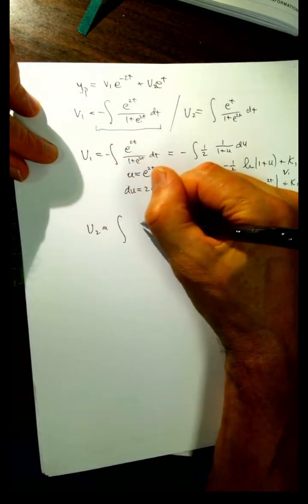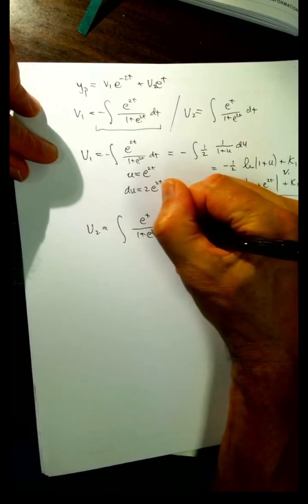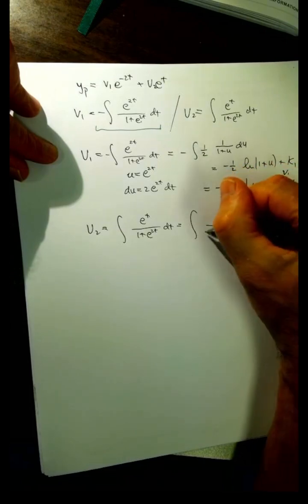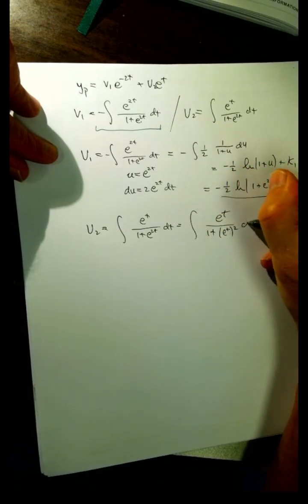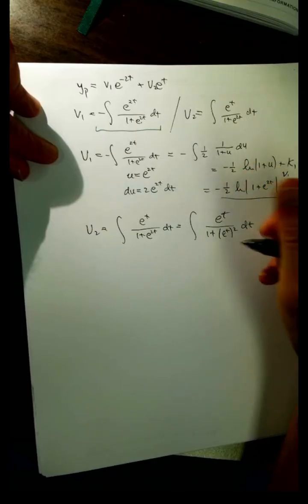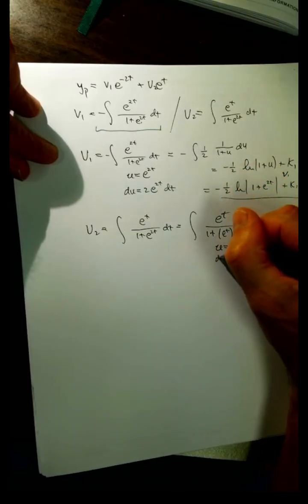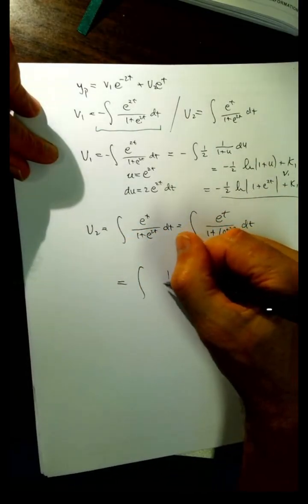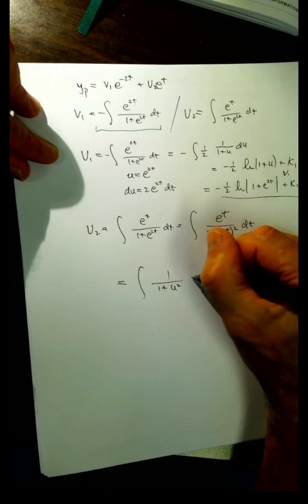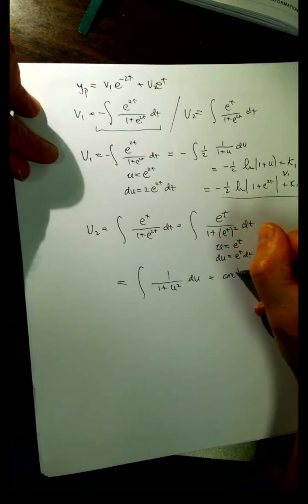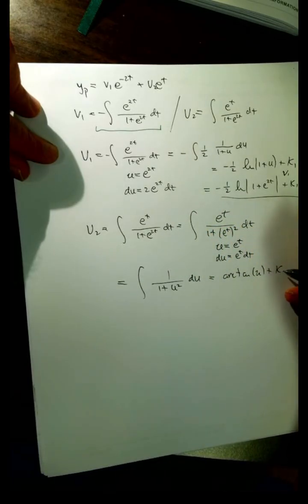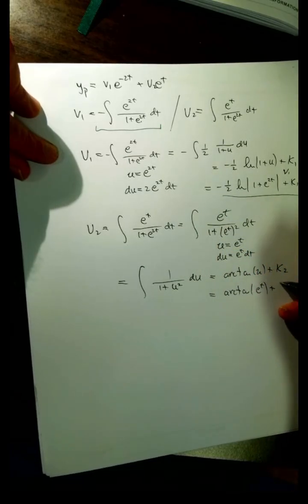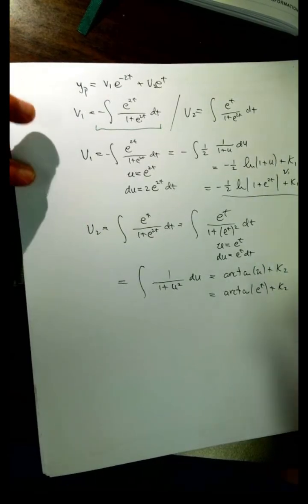v2 is the antiderivative of e to the t over 1 plus e to the 2t. Now, look, e to the 2t I can write as 1 plus e to the t squared. And there's the derivative of e to the t. So if I let u equal e to the t, du is e to the t dt. This becomes 1 over 1 plus u squared du, which is the arctangent of u plus k2. So this is the arctangent of e to the t plus k2. And that's my v2.